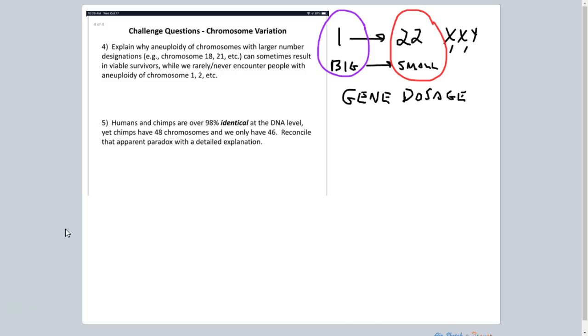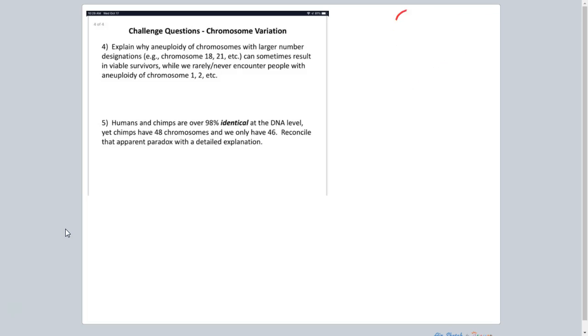Question number 5 highlights one of my favorite stories of chromosomal rearrangements, a seeming paradox. Humans and chimps, our nearest living primate relative, are 98% genetically identical. That means we have 98% of our DNA in common, not only similar, but identical. Only 2% of our genomes differs between us and chimpanzees. Yet chimps have 48 total chromosomes and we have 46.